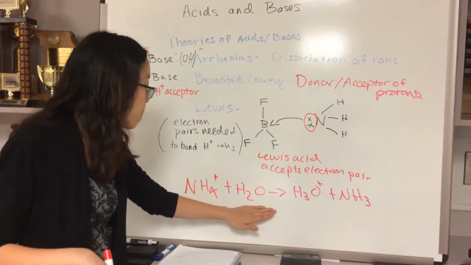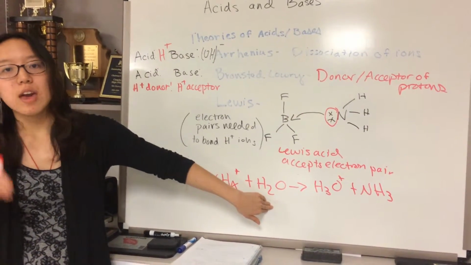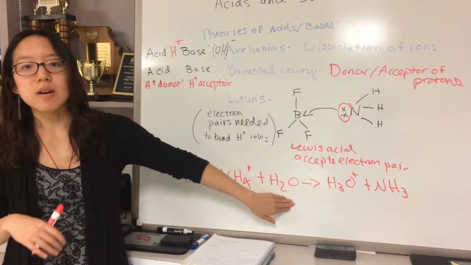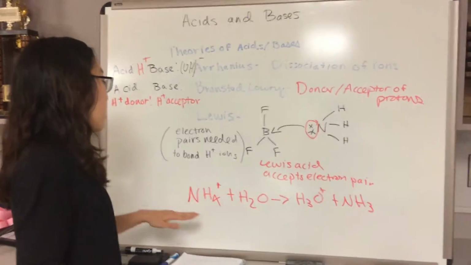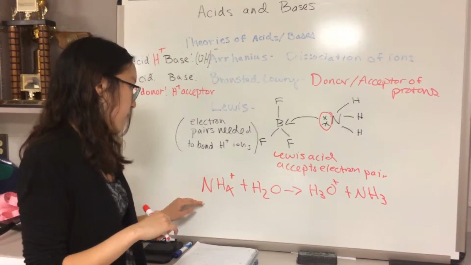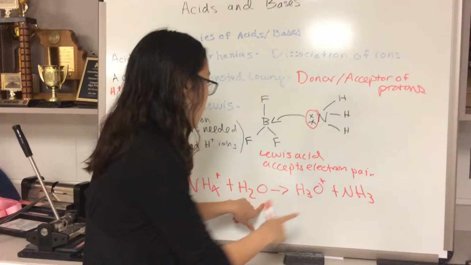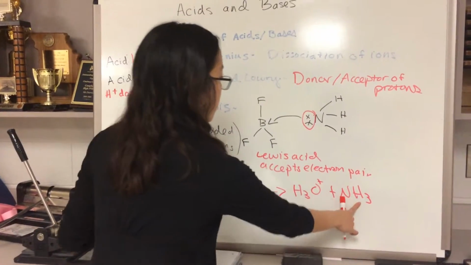I don't know if you guys know this, but our H2O, water, can be amphoteric. And as an amphoteric compound, it can act as an acid or base. So first, let's identify the different species. We have H2O and H3O+ and NH4+ to NH3.